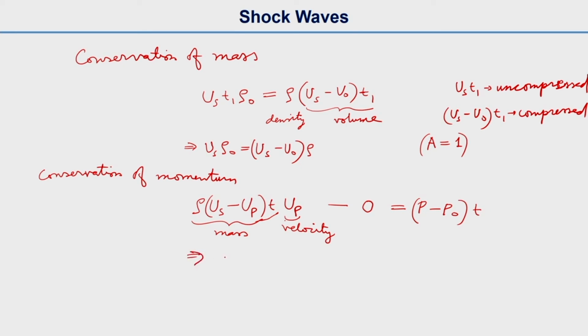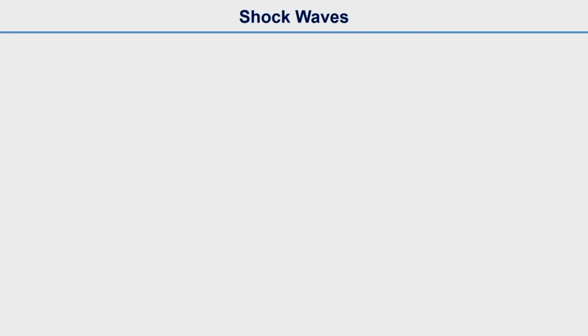Now if we cancel out the T from both, we can write T1 for both. So rho (Us minus Up) multiplied by Up will give us P minus P naught. This is the equation of conservation of momentum. So we have talked about conservation of mass and conservation of momentum. Now we will see the conservation of energy.